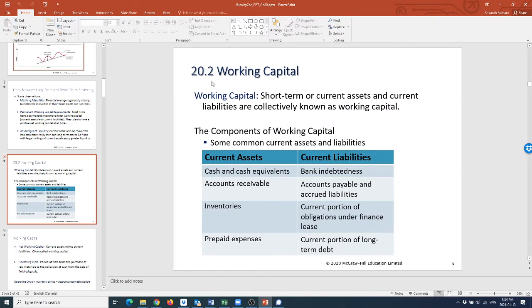Okay, so the biggest part of short-term financing is about managing the working capital. Managing the working capital is about managing current assets and current liabilities. These are the list of current assets and list of current liabilities which we're talking about.